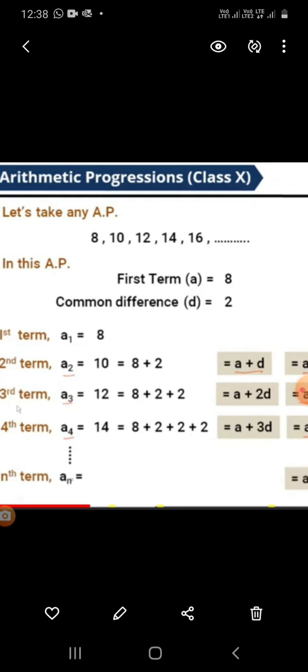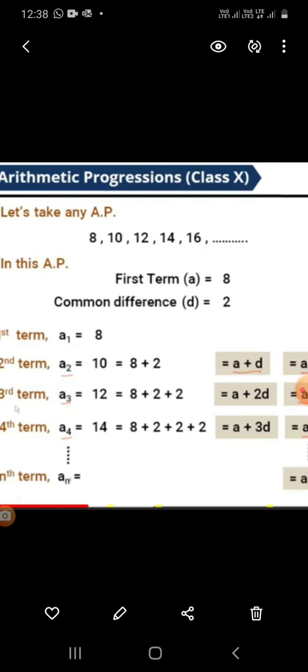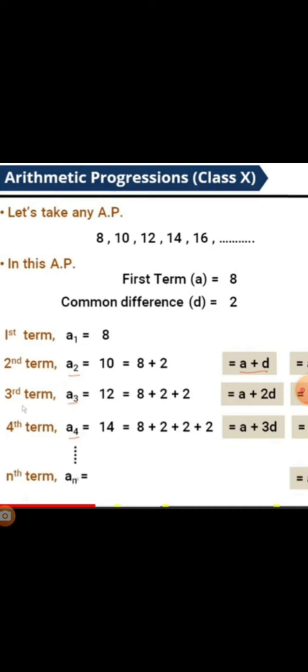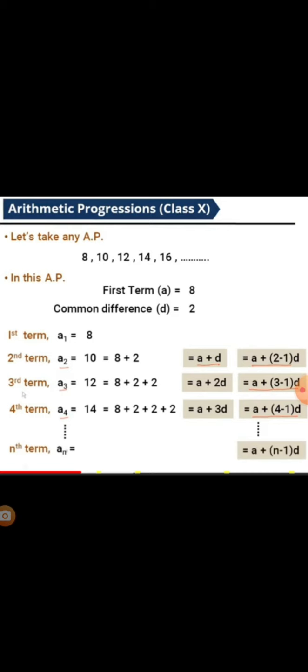Okay, before we see the formula, first we have to know that the first term is called as a1, that is 8. The second term is called as A2, the third term is called as A3, the fourth term is called as A4, the fifth term is called as A5. So likewise, up to the last term, we don't know, that is A suffix n, an. N means what? The position of the term.